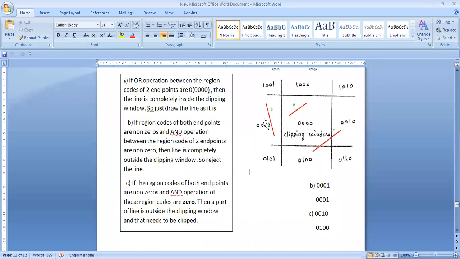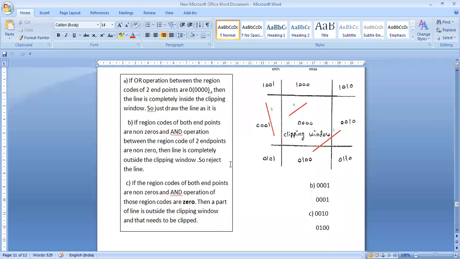This is 0, 0, 0, 1. The region code of this point is also 0, 0, 0, 1, because both points are lying towards the left side of the clipping window. If the region codes of both the endpoints are non-zero and the AND operation between the region codes of the two endpoints is also non-zero, then the line is completely outside the clipping window.